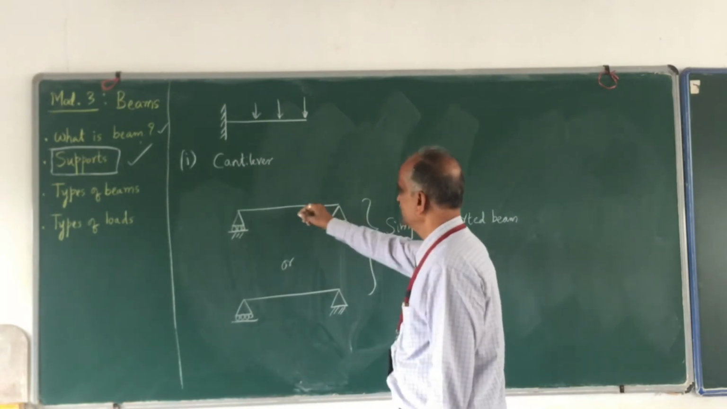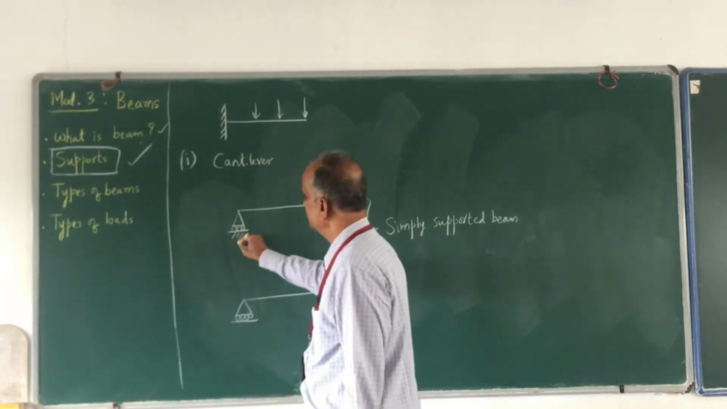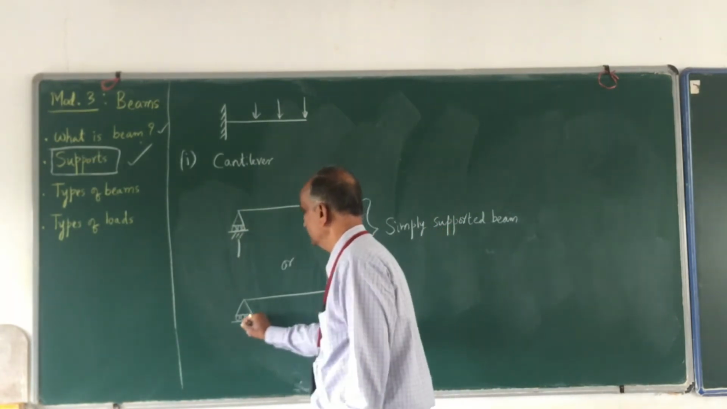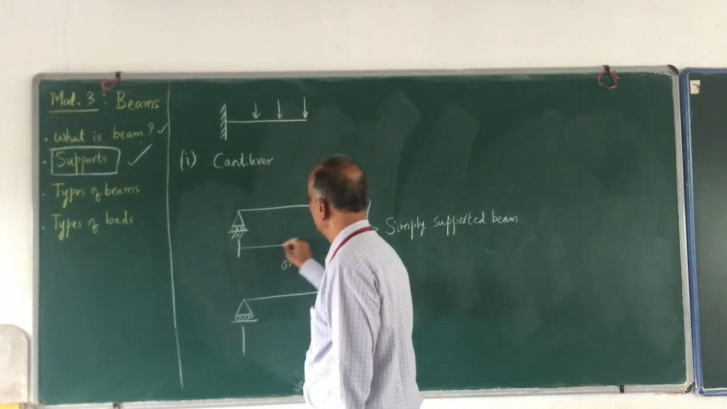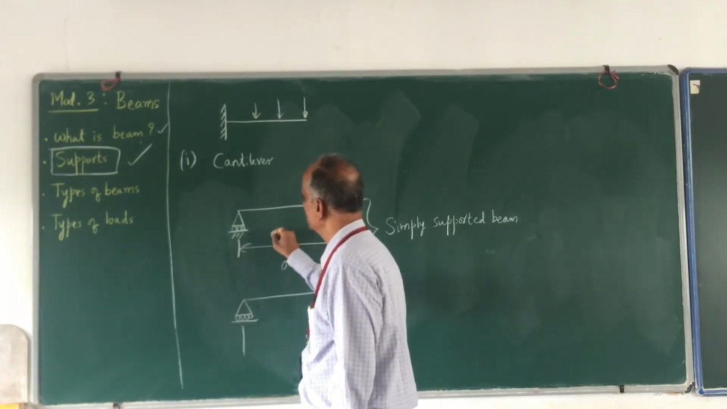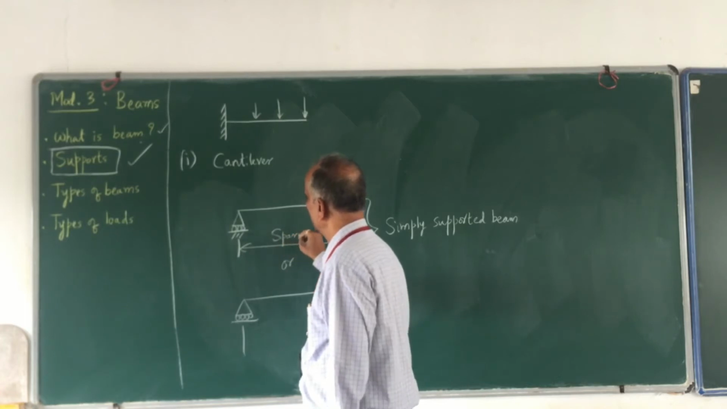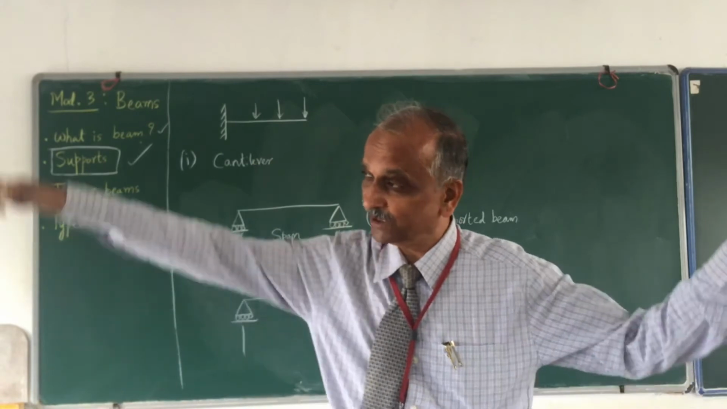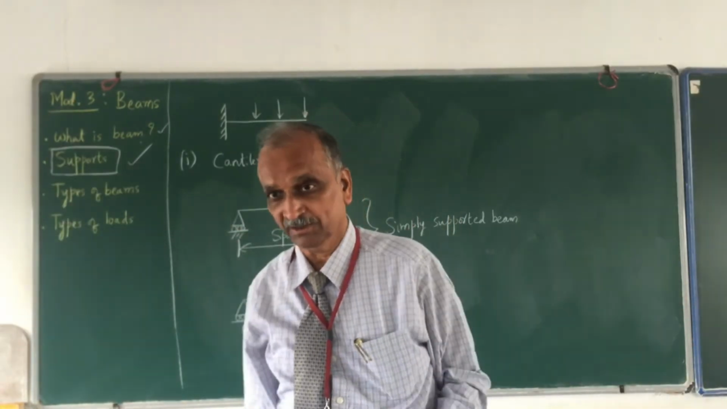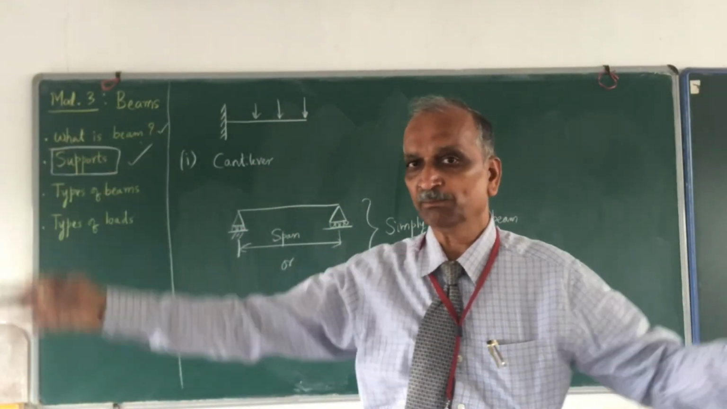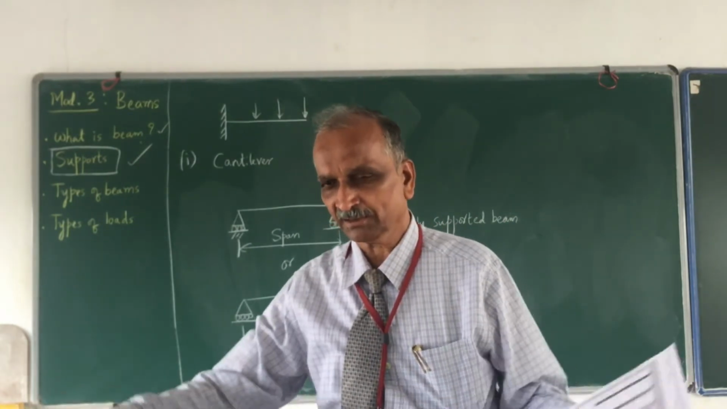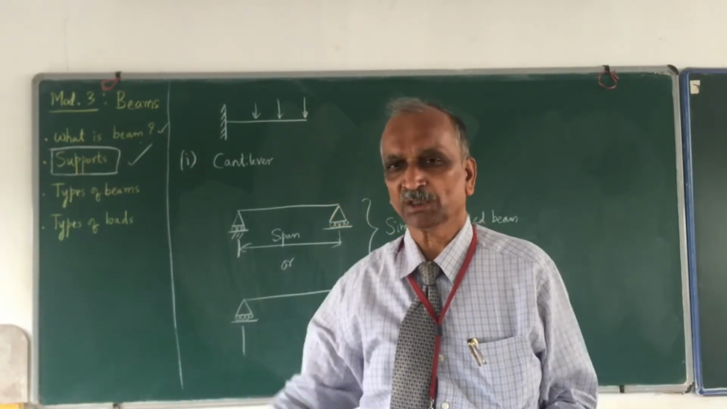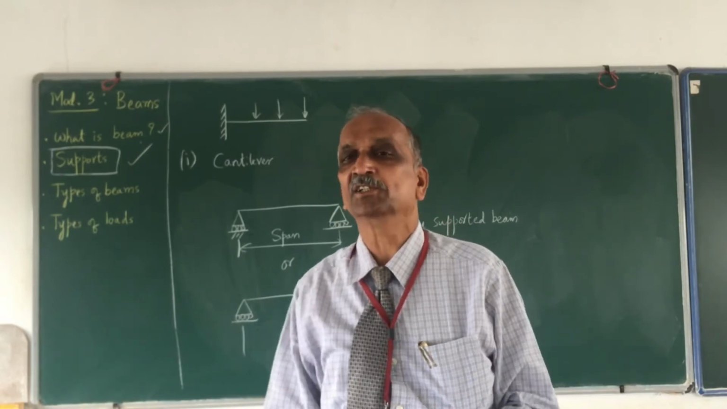This is called a simply supported beam, and the distance between the two supports, whether this or this, is usually called the span. The distance between two consecutive supports. Sometimes the beam may be very, very long. I may have more than two supports, a number of supports. A beam having more than two supports is called a continuous beam.